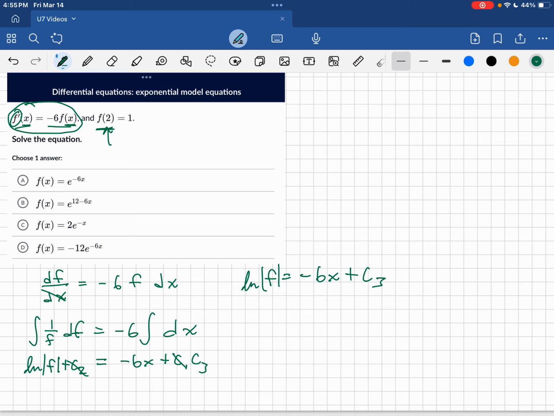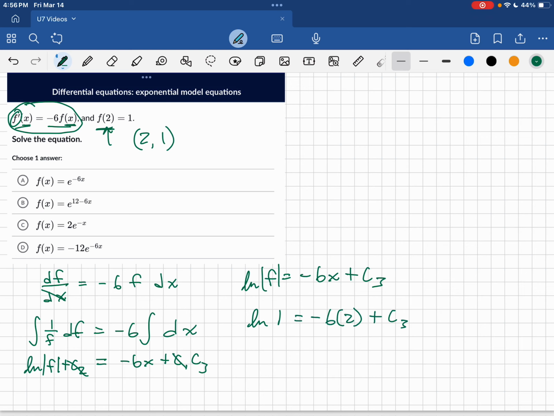Now, what some students do, which is good, and it could be good for you too, is they can just solve for c right here. Or you can get the f alone and then solve for c. For this one, I'm going to plug in the point now. So my point is (2, 1). We have a 2 for the x and a 1 for the f. So I have the natural log of 1, and then I have a 2 for the x.